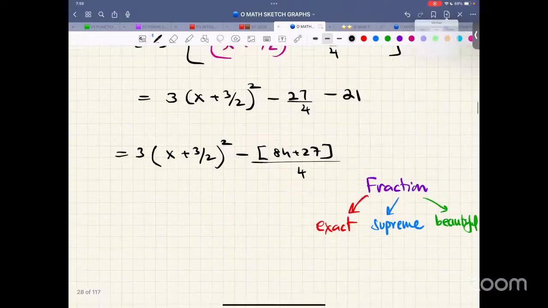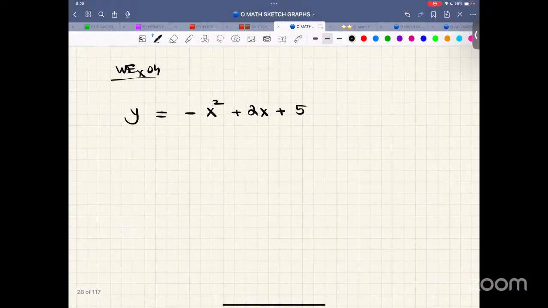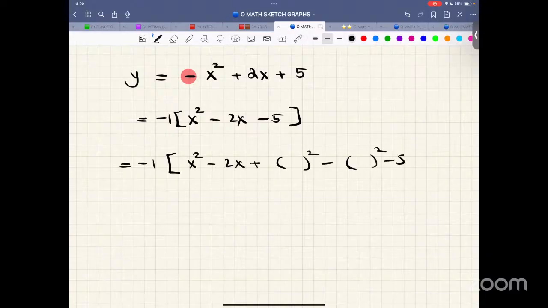So I need one more example, worked example 4. Something like y is equals to negative x squared plus 2x plus 5. Now negative 1, you need to take common, so you need only positive 1 for x squared. So therefore you will take negative 1 common. That is x squared minus 2x minus 5. That is negative 1 common. It's better to write a 1. That is x squared minus 2x plus bracket square minus bracket square minus 5.